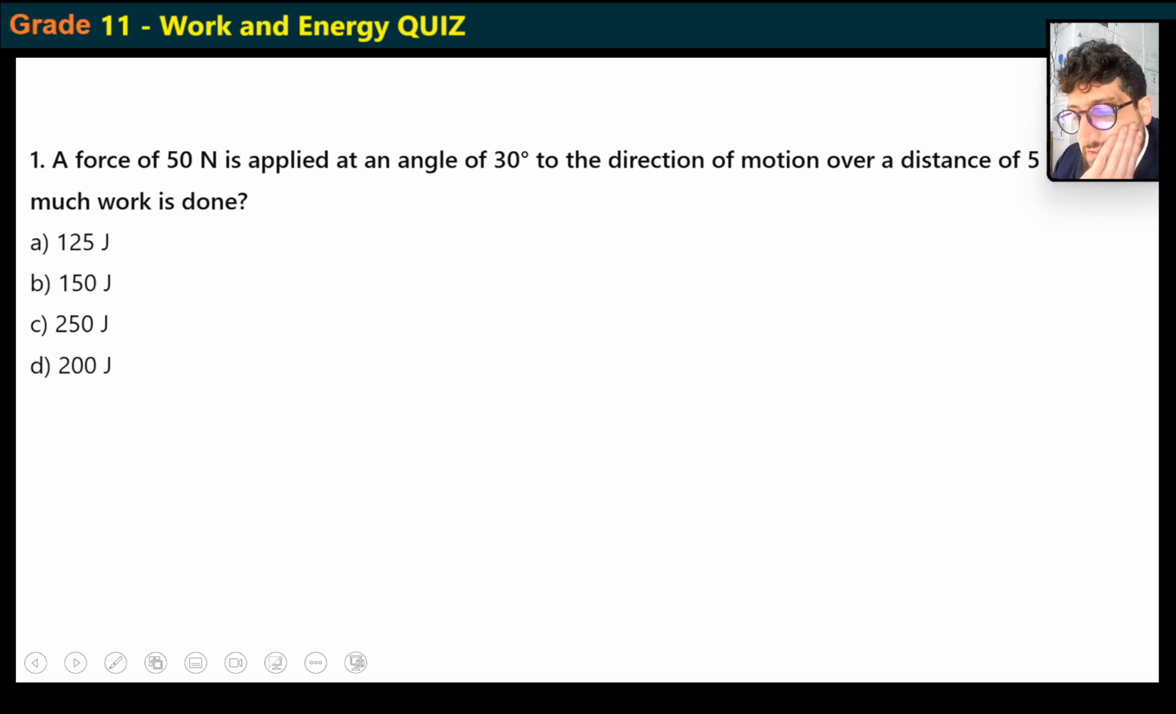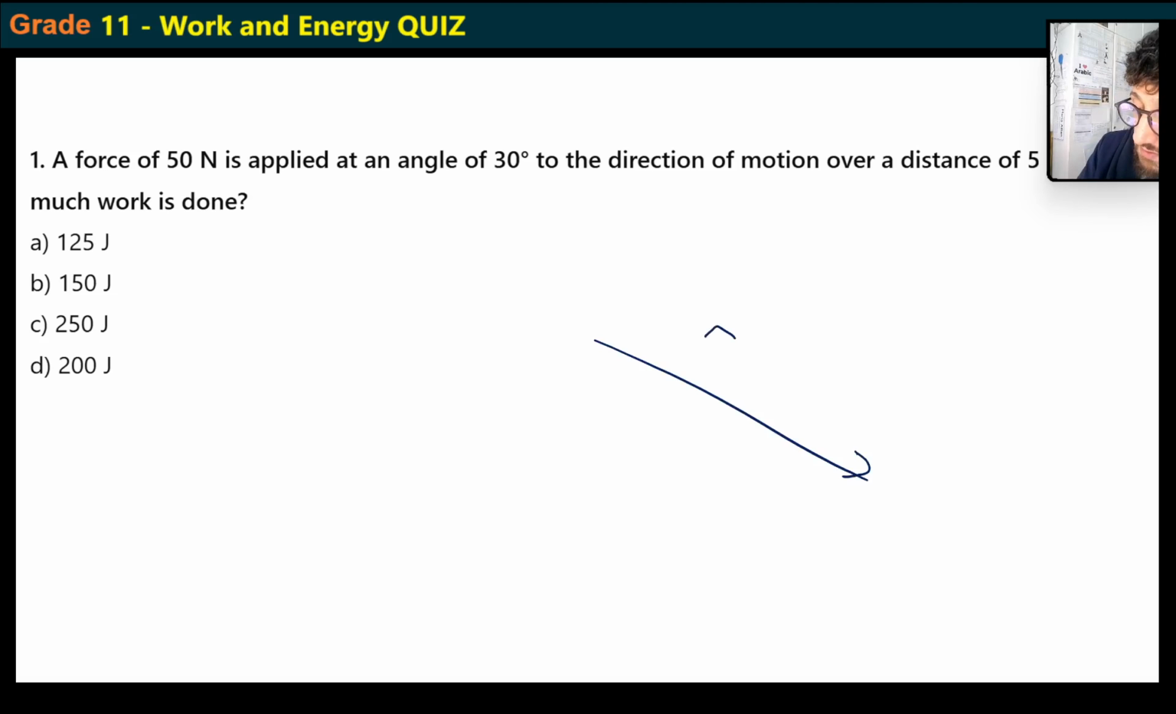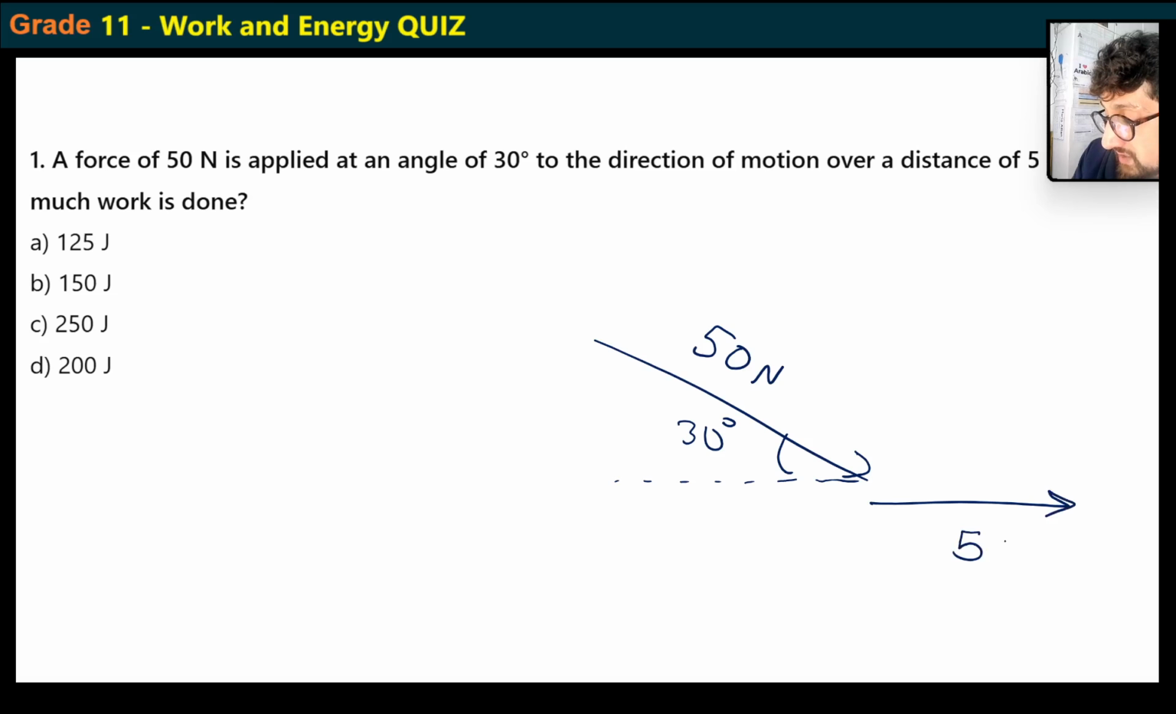A force of 50 newtons is applied at an angle of 30 degrees to the direction of the motion over a distance of 5 meters. How much work is done? 50 newtons at an angle of 30 degrees, and that is a displacement of 5 meters. So the displacement is fine. We need to find this force.